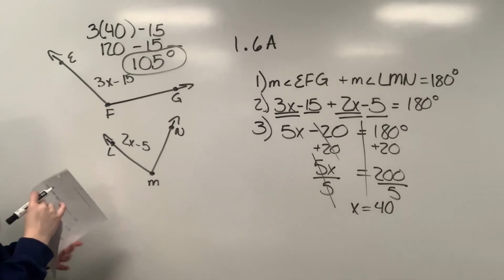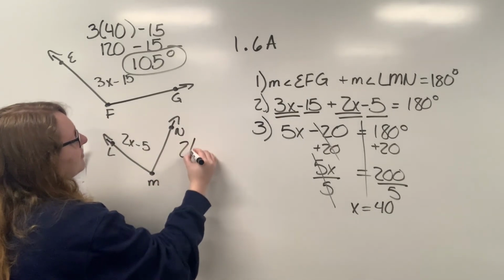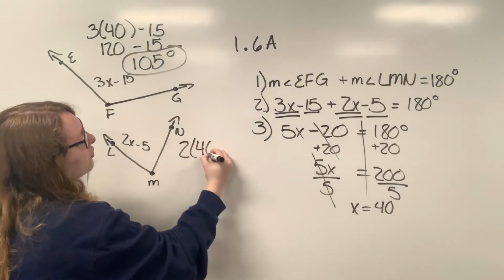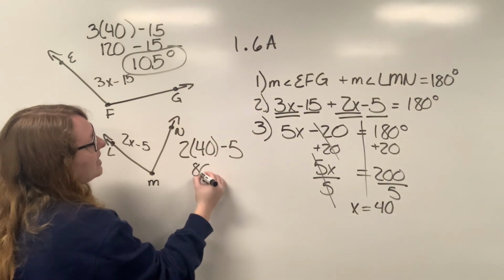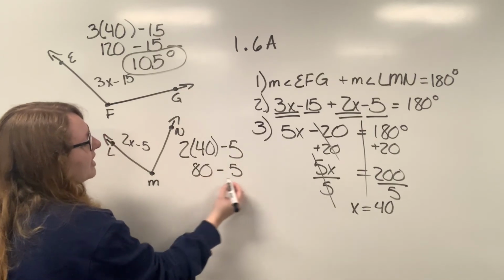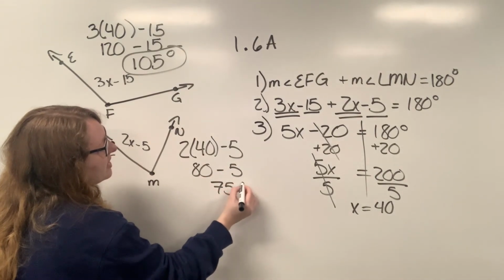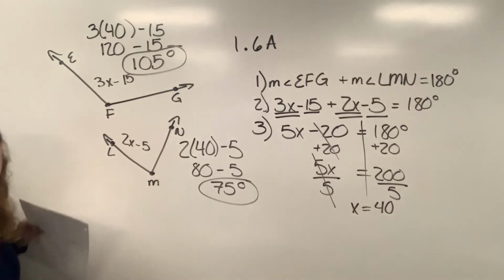Down here, we have 2 times x minus 5, so we know our x is 40, minus 5. 2 times 40 gives us 80 minus 5. 80 minus 5, that's going to give us 75 degrees with its own circle.